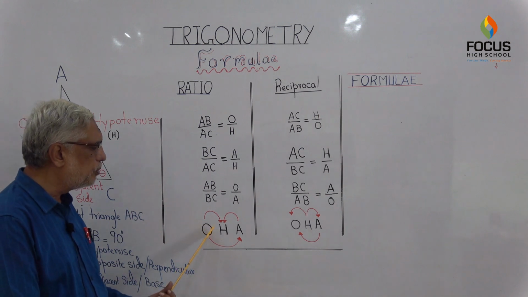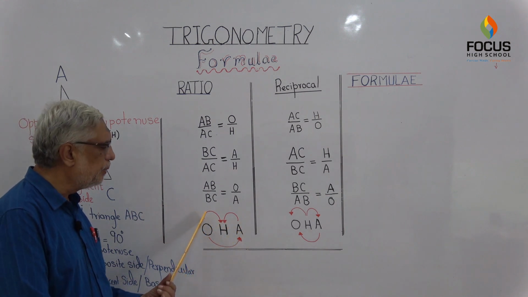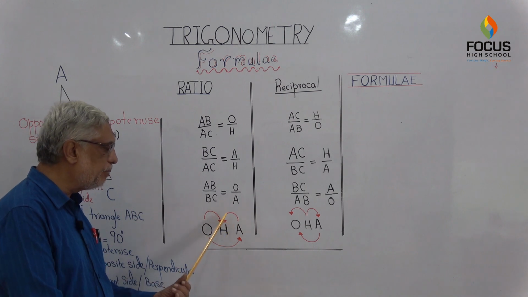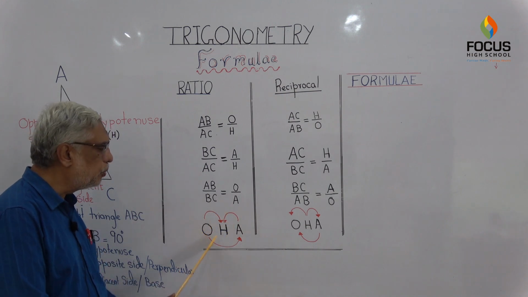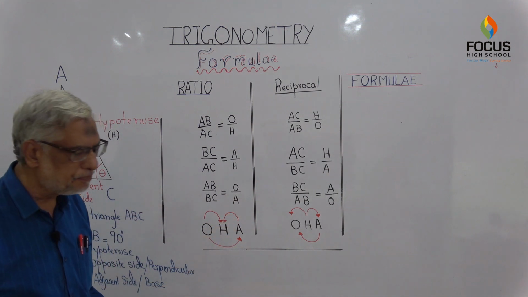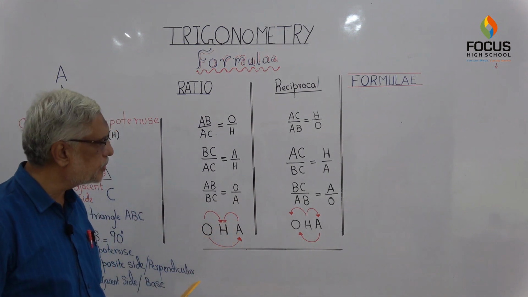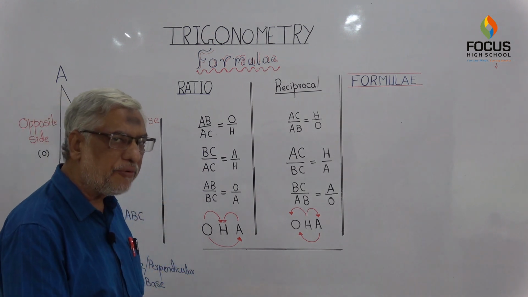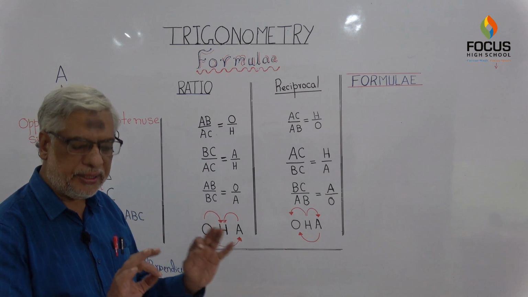If I write opposite, hypotenuse and adjacent, the ratio from opposite to hypotenuse, or adjacent upon hypotenuse, or opposite upon adjacent, that is all. There is no fourth possibility. These are the three possibilities. So these are the three fundamental ratios, and certain names have been given to them.